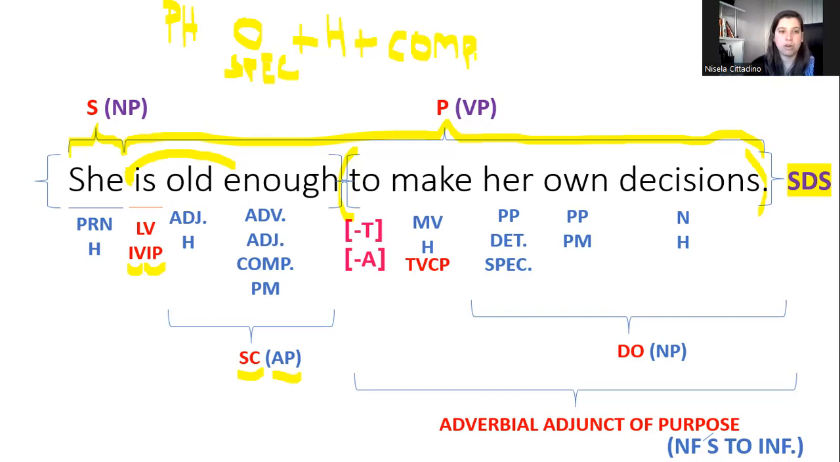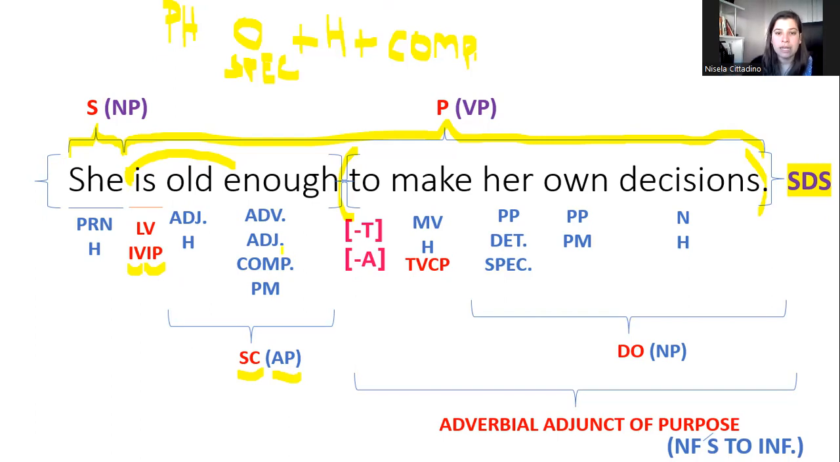So let us go back. She is the pronoun, the head, the noun phrase, is the linking verb, and an intransitive verb of incomplete predication. If it is an intransitive verb of incomplete predication, we need a subject complement. And the subject complement is old enough. Old enough is an adjectival phrase made up of a head and a complement.